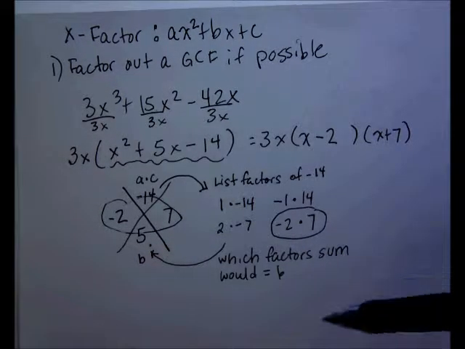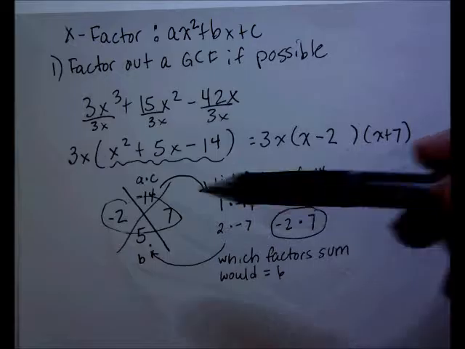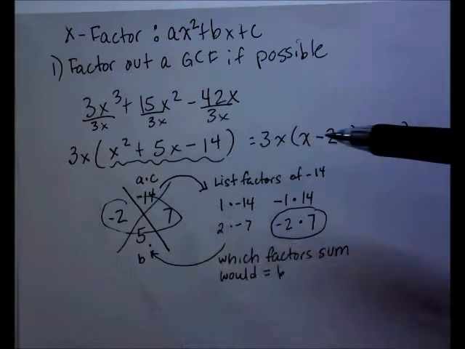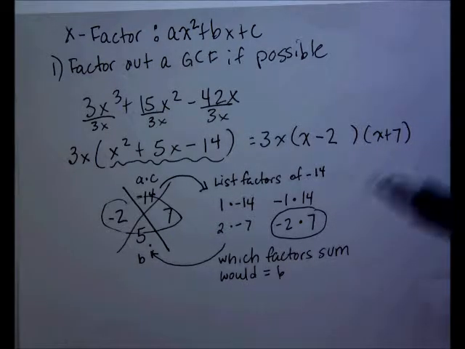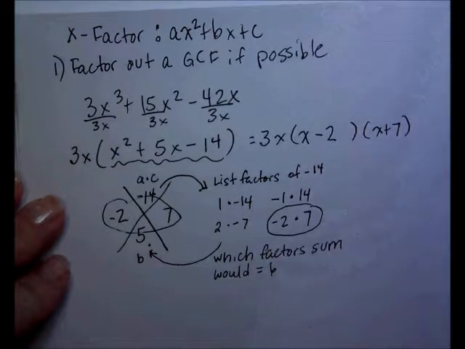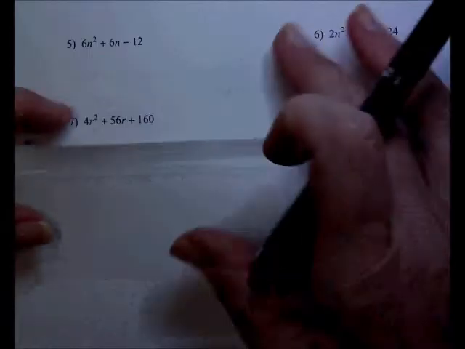The only time it doesn't work and you have to do an extra step is if my leading coefficient, or my a value, was not 1. And if a is not 1, which we won't have any right now like that, then you would have to do one extra step. So let's look at number 5.